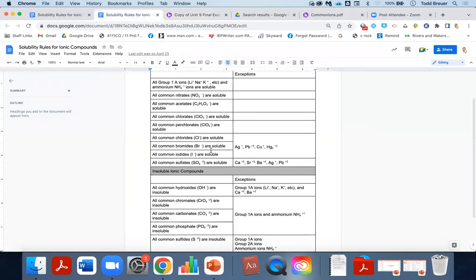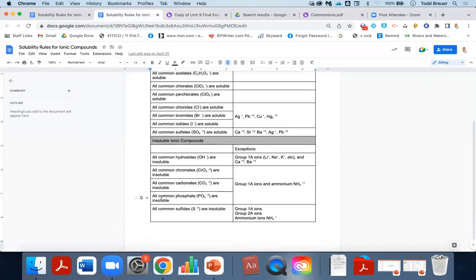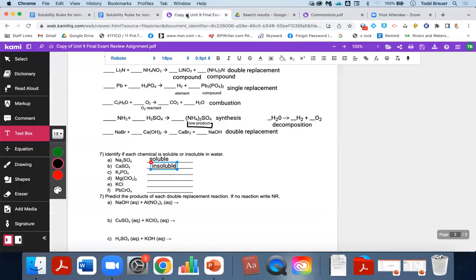So we're going to look for PO4 or phosphates. Look what it says. All the common phosphates are insoluble unless a group 1A ion is attached to it. In this particular example, K is a group 1A ion. It's in group 1A called potassium. So instead of that being insoluble, that guy is soluble.